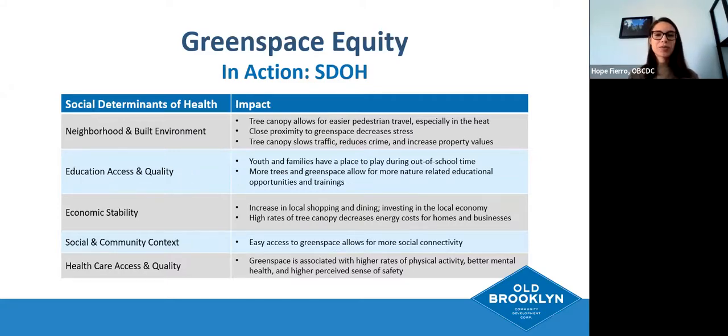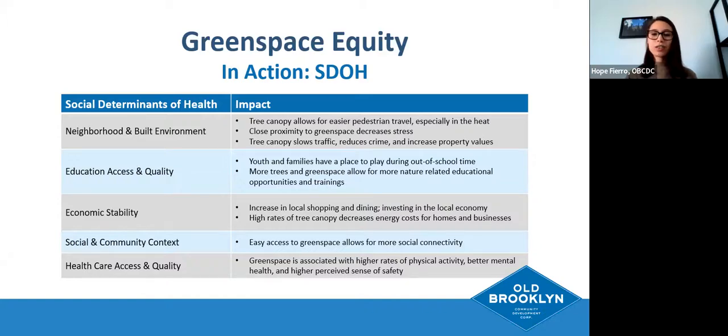So if you're walking to school or walking to the bus stop or even waiting for the bus, you need trees to shade the area and make it easier to do that. Also, close proximity to green space decreases stress, and that's something we all could use. And it also affects the local economy. When a business is close to a green space, it increases local shopping and dining. So it invests in the local economy.